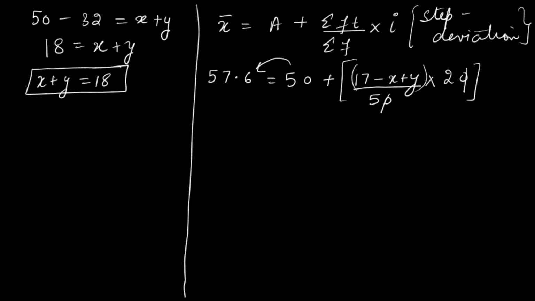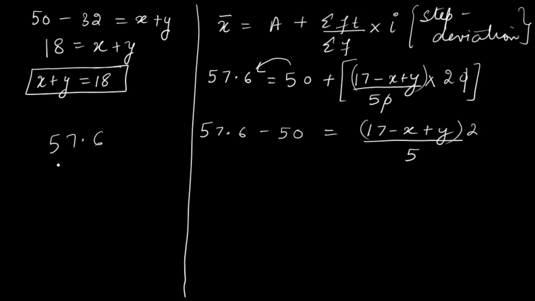If we shift 50 to the other side, it will get subtracted. So 57.6 minus 50 is equal to 17 minus x plus y into 2 divided by 5. We can do multiplication here if you want, but I am not doing it as of now. So here we will get 57.6 minus 50, that will be 7.6.